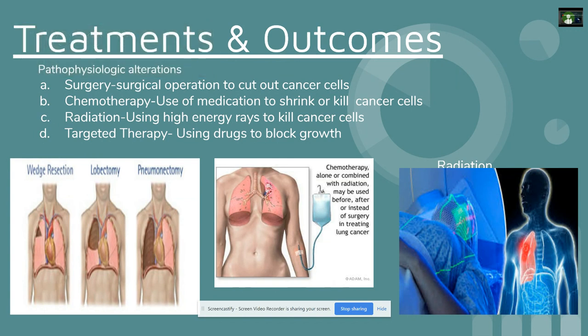Treatments and outcomes include surgery, which is a surgical operation to cut out cancer cells. In the illustration, there could be wedge resection, lobectomy, or pneumonectomy. Chemotherapy is used as a way to shrink or kill cancer cells. In the illustration, chemotherapy alone or combined with radiation may be used before, after, or instead of surgery in treating cancer cells. Radiation uses high energy rays to kill cancer cells. Another method is targeted therapy, which uses drugs to block growth. Thank you. This is Melly Carvalentone for Group 4.